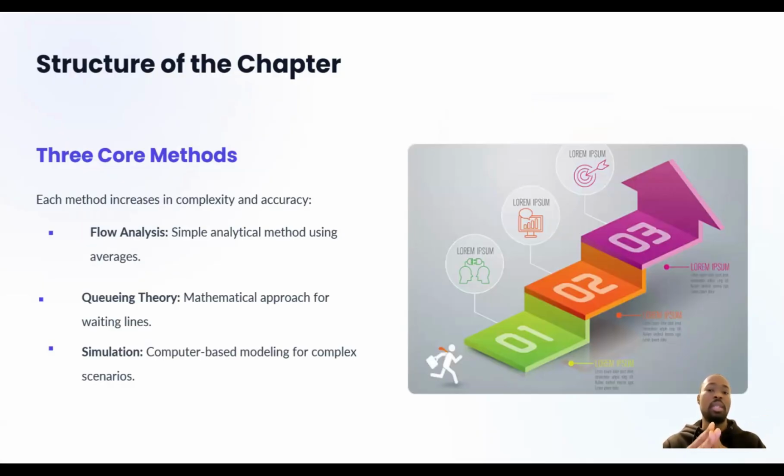Chapter 7 is divided into three main parts, which are flow analysis, queuing theory, and simulation. So flow analysis is a straightforward analytical method that uses averages, queuing theory is a mathematical approach for systems with waiting lines, and simulation is a computer-based modeling approach for complex, realistic scenarios. Each method increases in complexity and accuracy, and I will be starting with flow analysis first.